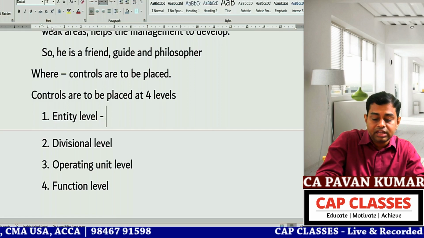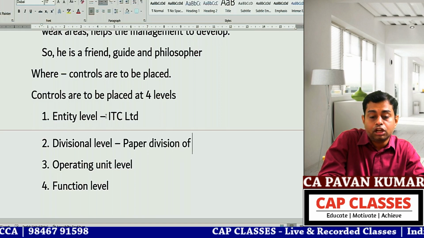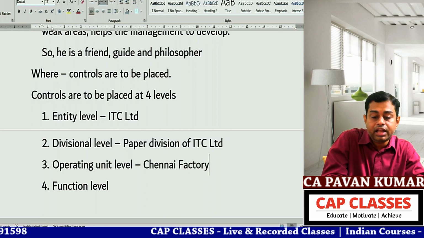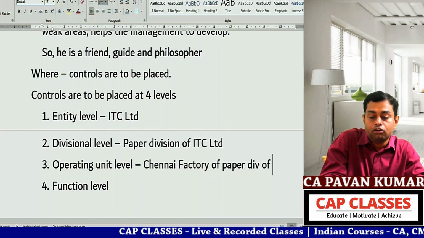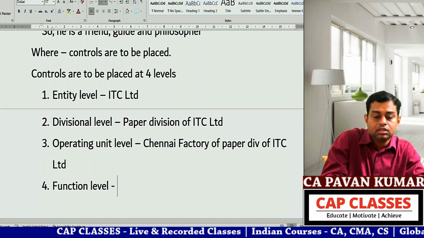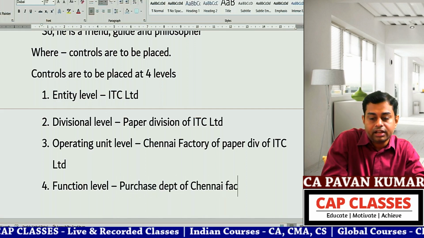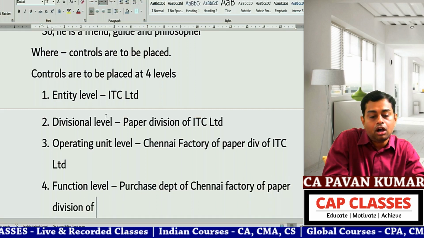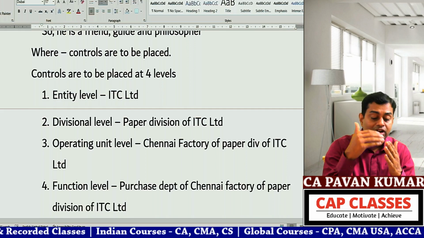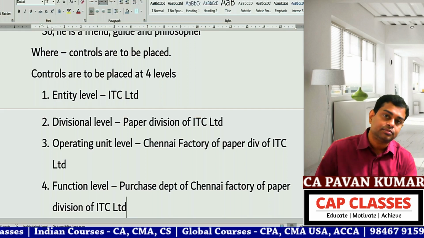So what is this? For example, ITC Limited. Paper division of ITC Limited. Chennai factory of paper division of ITC Limited. Purchase department of Chennai factory of paper division of ITC Limited. You understand these 4 levels? So at 4 levels you should develop different controls. Even the board of directors of ITC cannot do certain things.